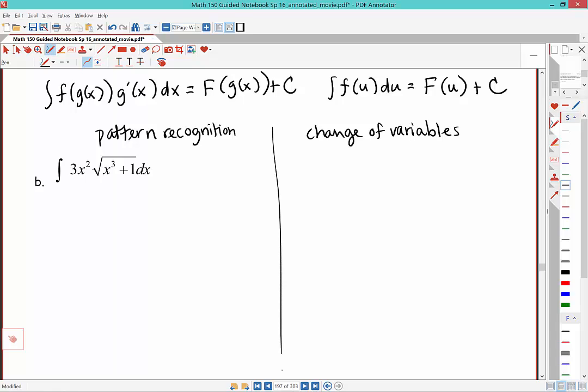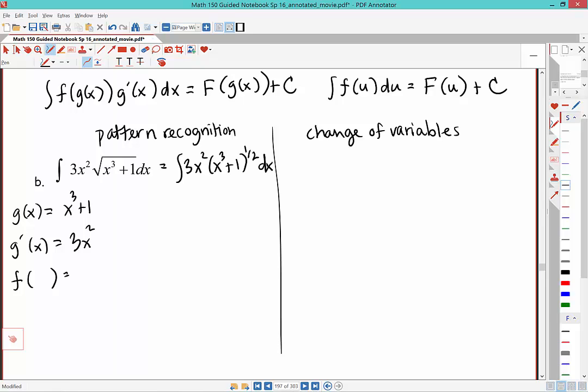Okay, so here we go. With this guy, using our pattern recognition, what's our g of x going to be? Perfect. It's going to be x cubed plus 1. And g prime of x is? Awesome. 3x squared, which do you see we have, which is really great. And f in terms of our something is what? Do you guys see that this is the integral of 3x squared times x cubed plus 1 to the 1/2 power with respect to x? So this is going to be good.